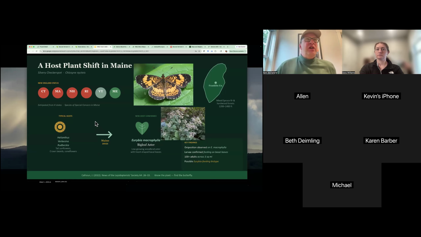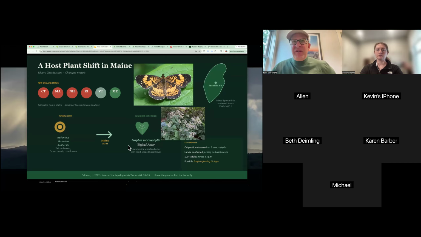Another host plant switcher is this. It's a hot butterfly right now. We have not seen this butterfly since the middle of the last atlas. It's been decades since we've seen this in Vermont. It's common outside of the northeastern US apparently. You can find it, but in the northeastern US, it's literally almost disappeared. In fact, we thought it disappeared until recently. Silvery checkerspot. It was recently found and switched to bigleaf aster at a couple sites in Franklin County, Maine. And so now we need to start seeing if we can find bigleaf aster.